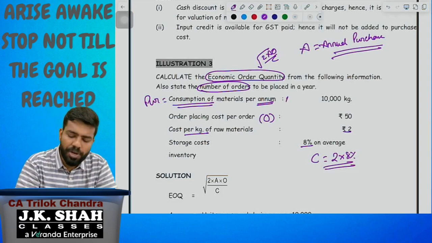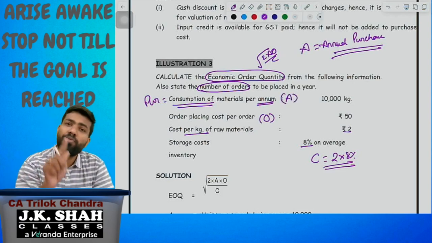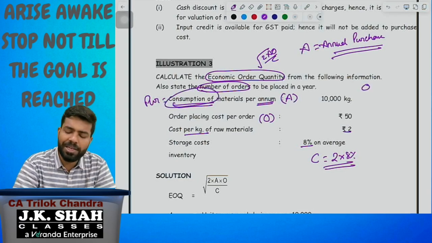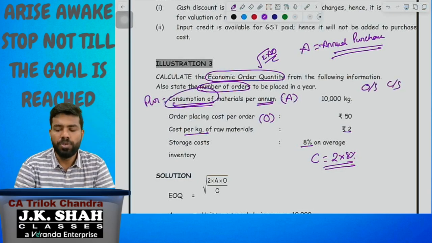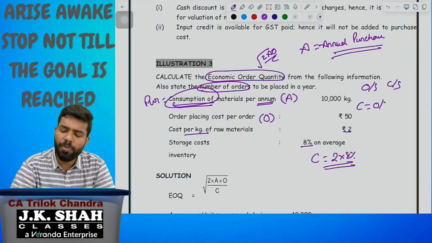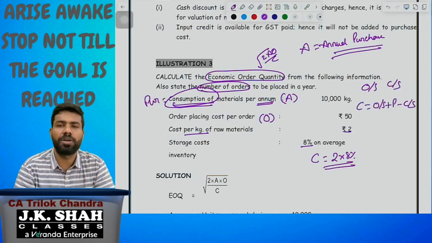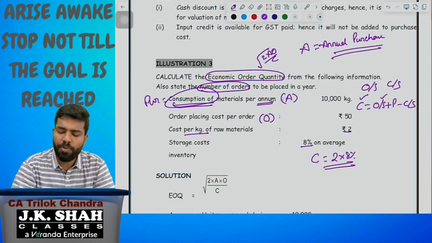So this will only be taken as the A. But sometimes they'll give consumption, opening stock and closing stock. Using opening stock, closing stock and consumption, calculate the purchase. We already know consumption equals opening stock plus purchase minus closing stock. They had given consumption, opening stock, closing stock.